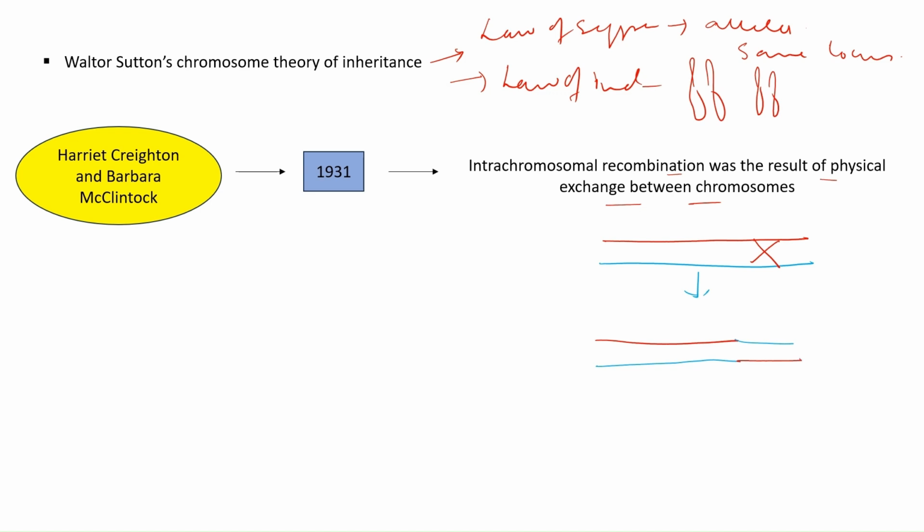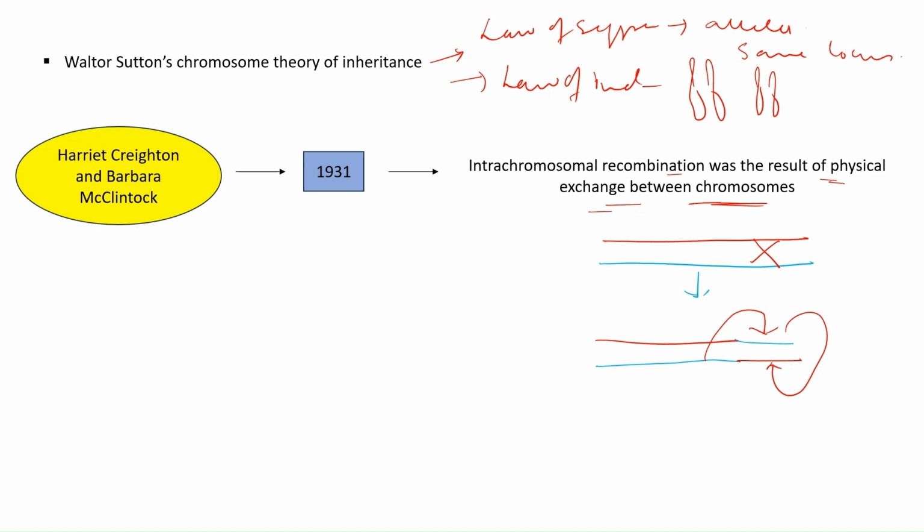Right? So what is happening over here? Physical exchange of chromosomes. From here, the chromosome part moved to another chromosome, and from here, the chromosome part moved to another chromosome. So what is happening? Physical exchange between chromosomes. So according to them, this intrachromosomal recombination was the result of physical exchange between chromosomes.